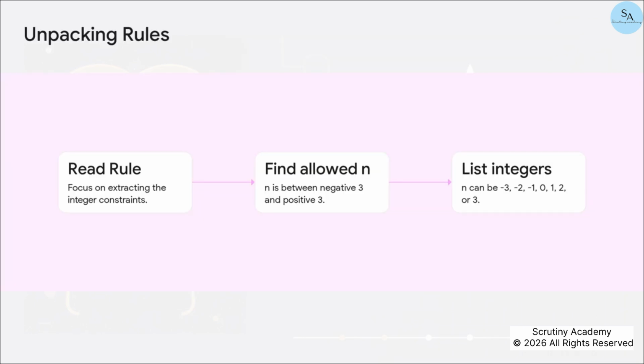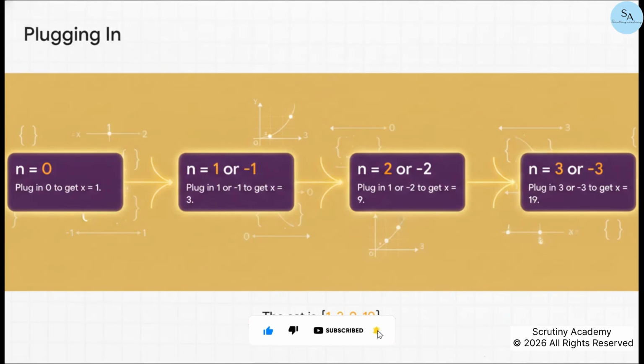So the crucial point is to completely ignore the complex formula for a moment. Seriously, pretend it's not there. Focus entirely on extracting your integer constraints for n first. The problem tells us n must be an integer between -3 and +3 inclusive. So step 3 is simply listing those allowed values out. N can only be -3, -2, -1, 0, 1, 2, or 3. That's it. Those are our keys. Now all we have to do is plug those keys into the rule one by one. Let's start plugging them in.